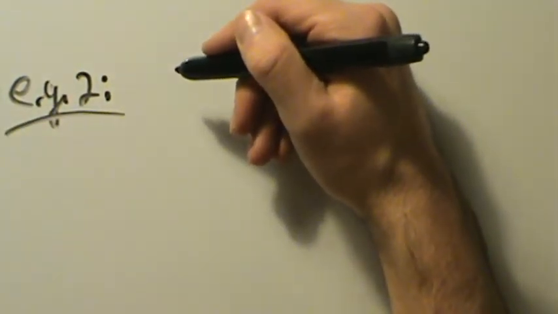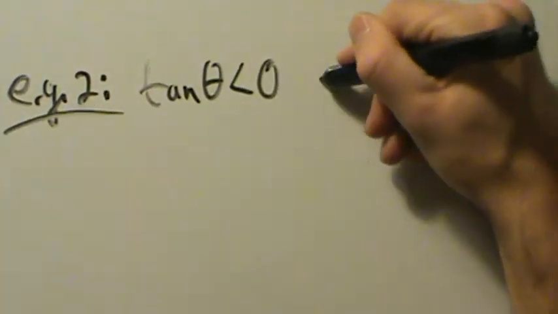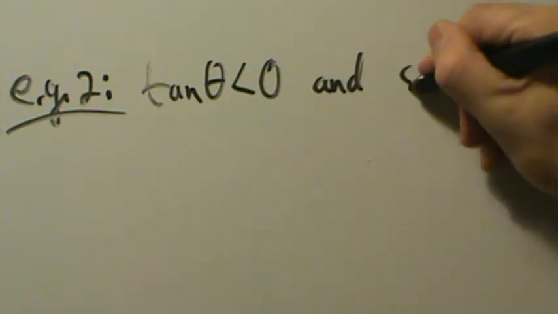let's see, tangent of theta is negative and secant of theta is negative. Which quadrant is theta in?